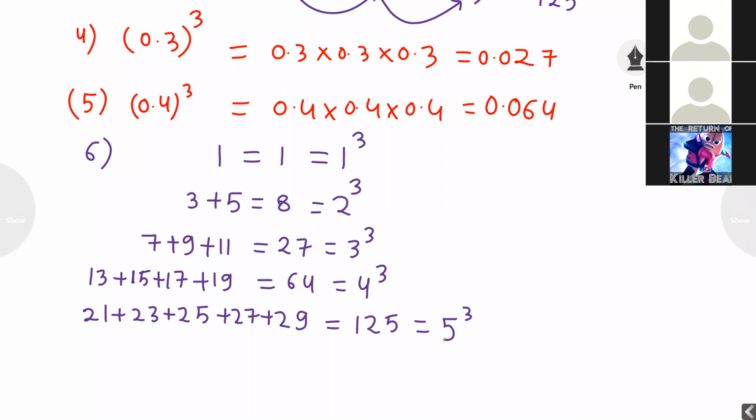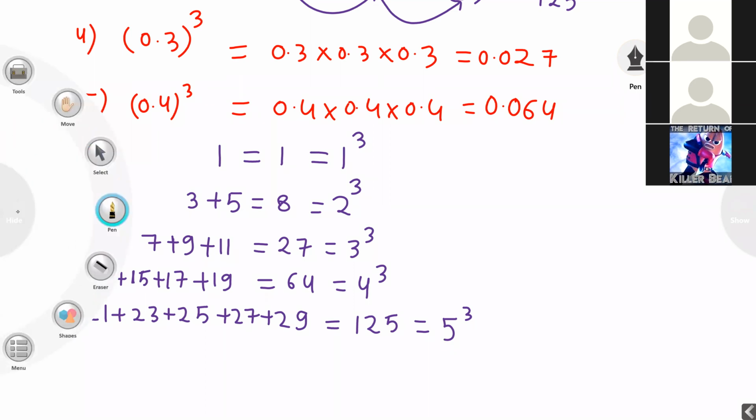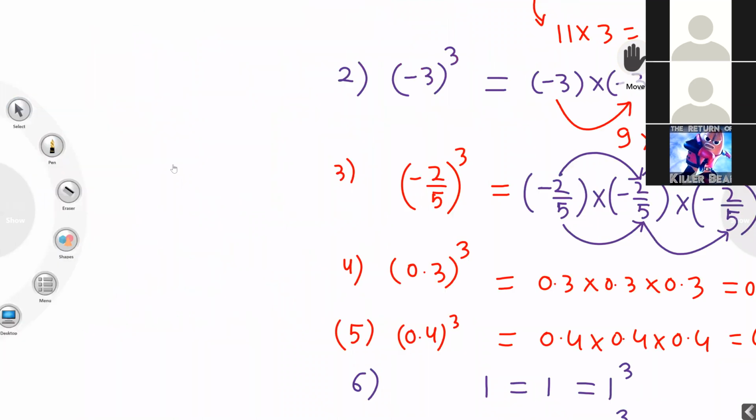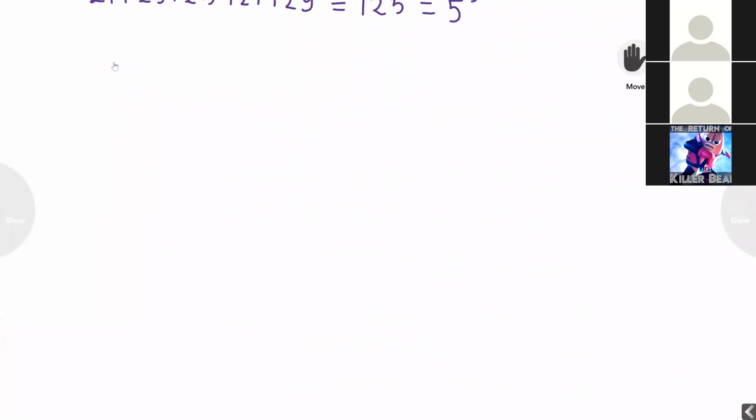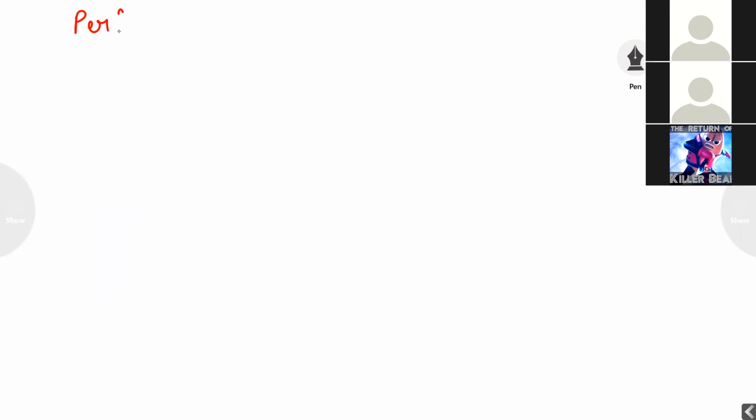Now students, I am going to explain how to check whether the given number is a perfect cube or not. Keep the heading: perfect cube. Keep adding everyone.